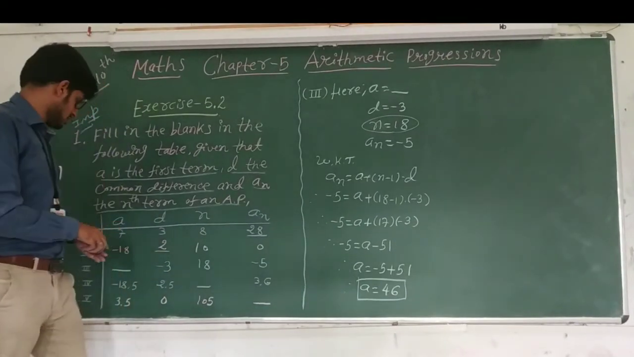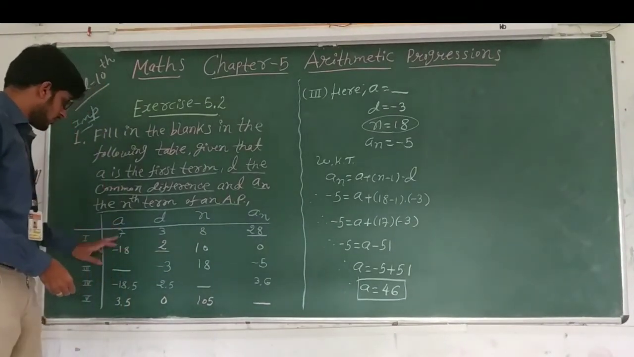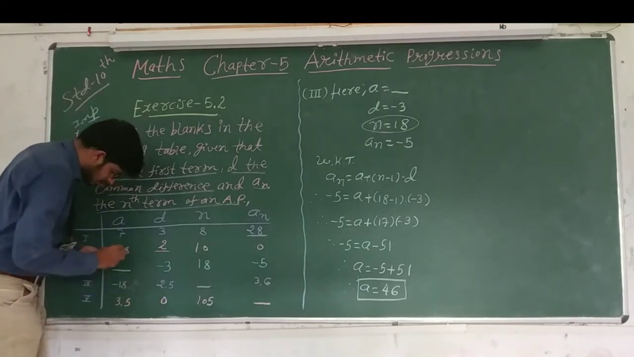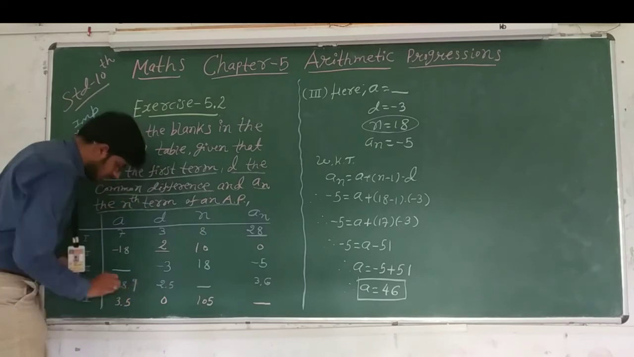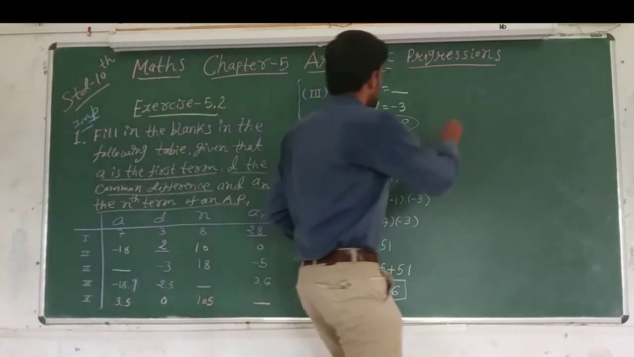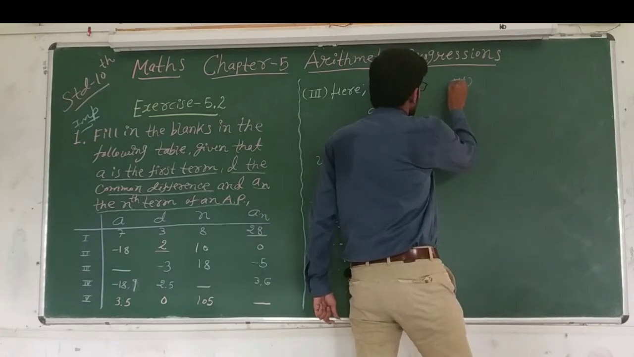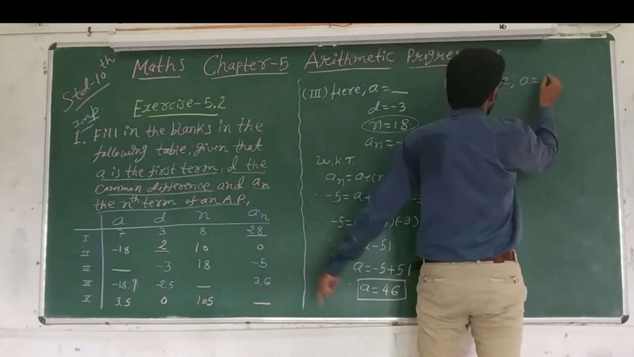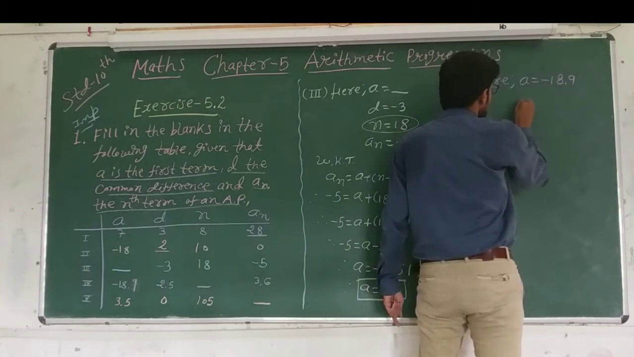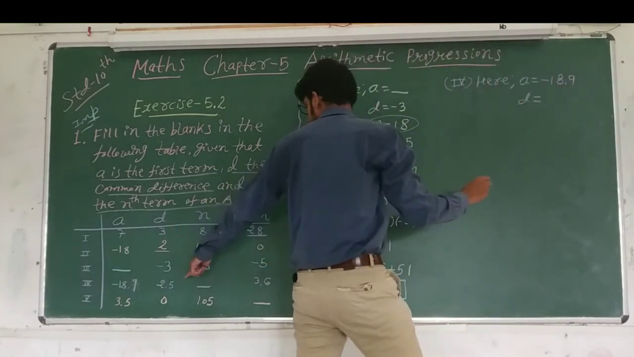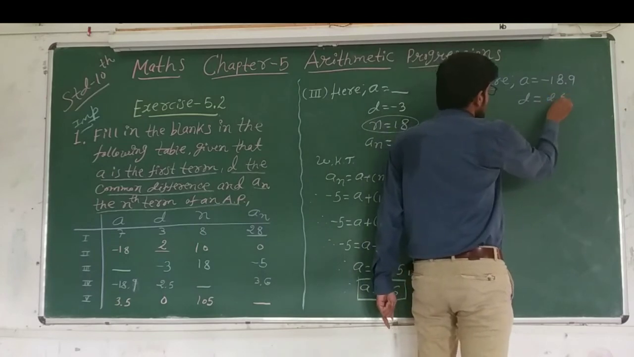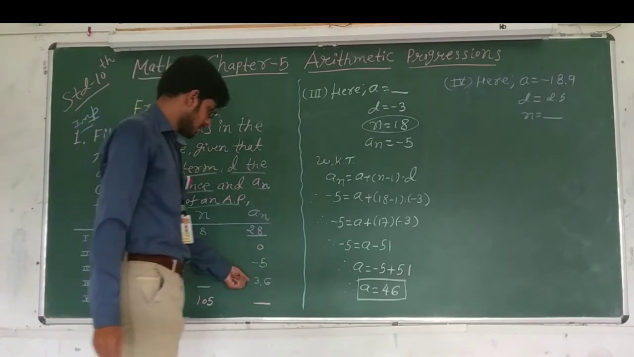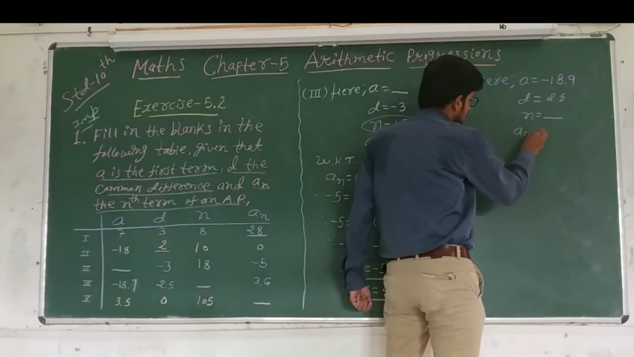Okay, next question number 4. Here the value of a is 18.5. If you want to correct it, sir, it is not 18.5, it is 18.9. Okay. So here the value of a is 18.9, in the fourth question. Here a is equal to minus 18.9. The value of d is 2.5. The value of n is not given, so we have to find out. And the value of an is 3.6.